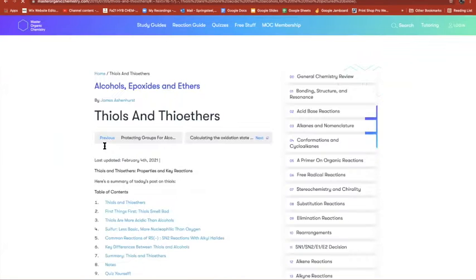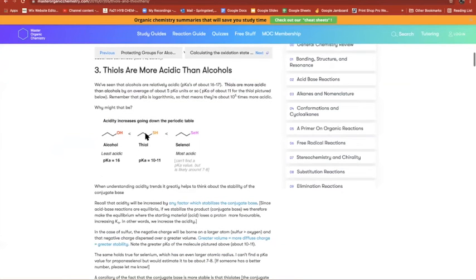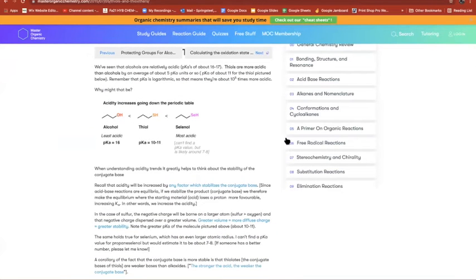Mastering Chemistry. This guy's pretty good. Do you guys like him? Oh, there we go. Oh, he's got the exact same example. He's going 16 for alcohols like us.